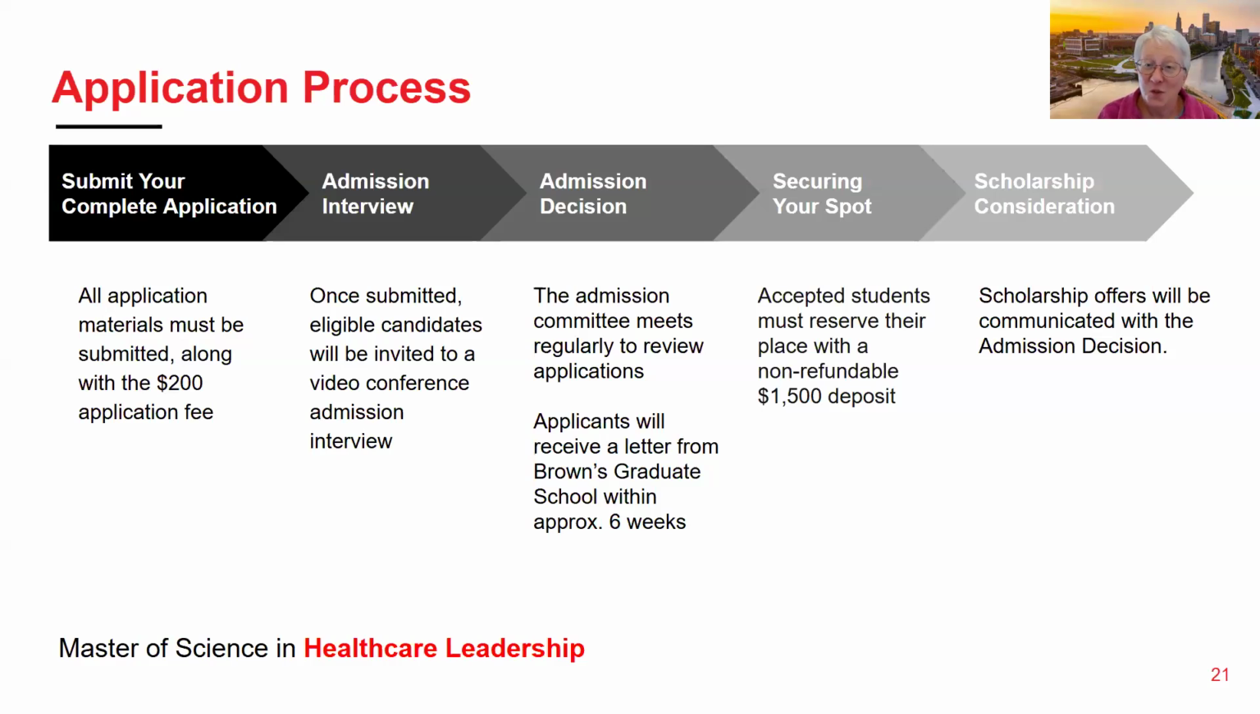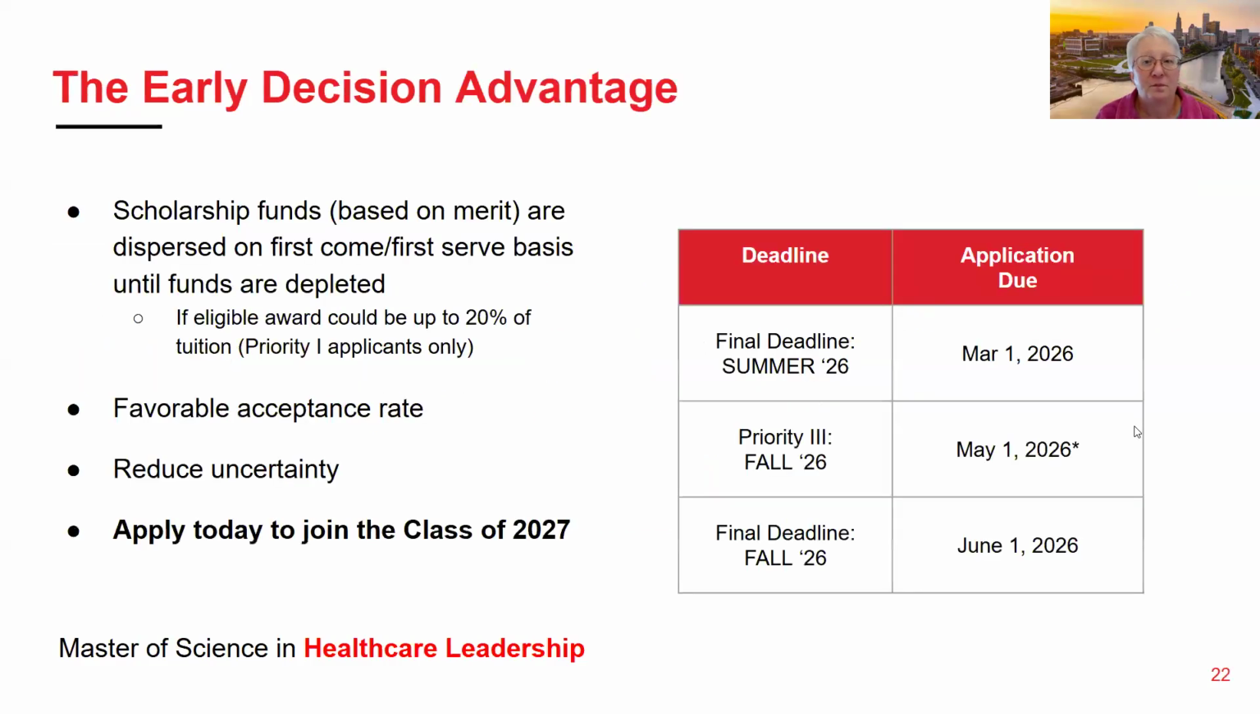If you would like to come to Brown, you will need to secure your spot with a $1,500 non-refundable deposit, and that deposit is applied towards your tuition. So it's not a deposit that then goes nowhere. It's a deposit that is applied to your tuition moving forward. And any scholarship offer that we are able to make is communicated to you when you receive that admission decision. And that's the whole process.